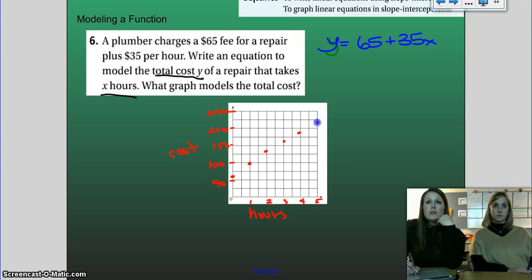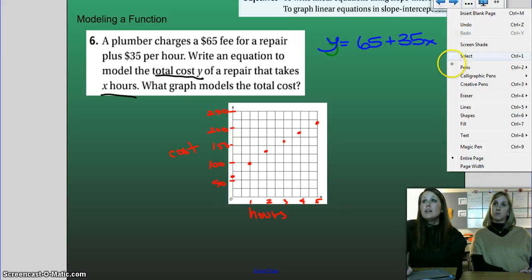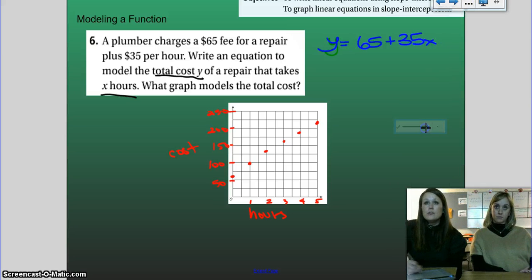I think we're good. So again, it needs to be a straight line. Connect your dots. Here, we're still going to connect using an arrow, but only one arrow, on this side of the graph, not down here. Can't go down. Okay?